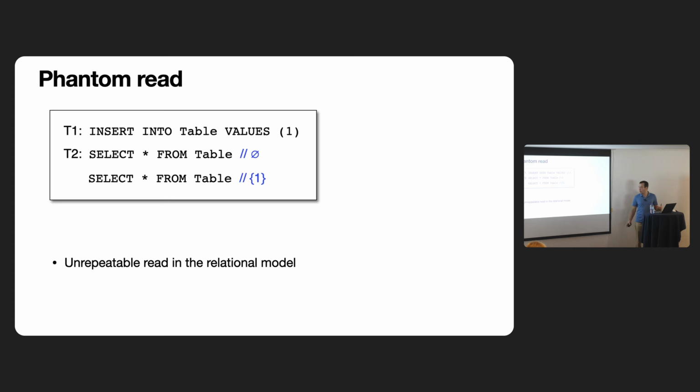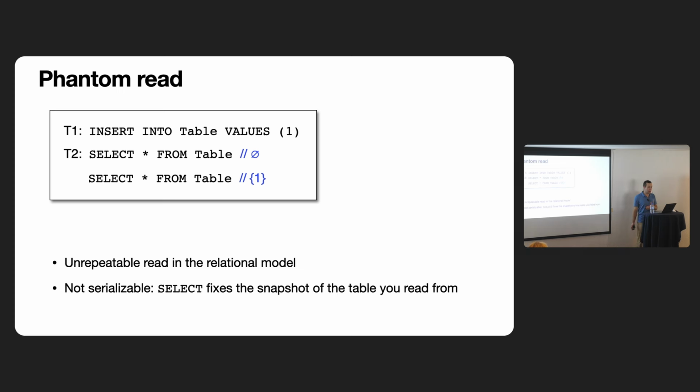And the first select gets you an empty set of records, so there's nothing in there. And the second one actually sees this record that was inserted by T1, right? Again, it's not serializable, right? And it's kind of similar to the previous example. The only difference is it's not about changing the value of a single object. It's more like inserting new rows or objects into the database, right?